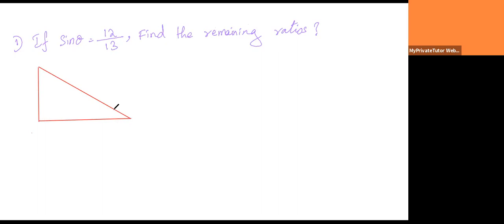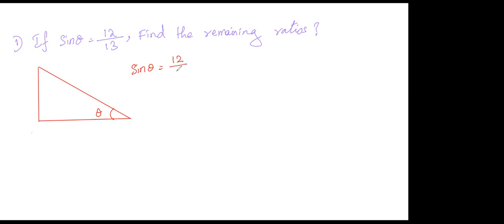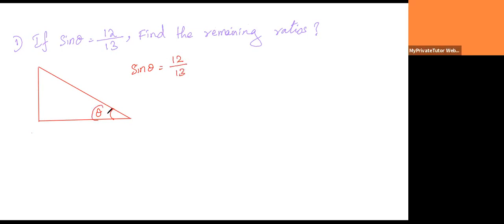What is given? Sine theta is given. What is the formula for sine theta? Opposite over hypotenuse. So if this is theta, the opposite value is 12 and the hypotenuse is 13, which means we need to find this one. I hope everyone agrees. You can consider this as B, so you need to find A.